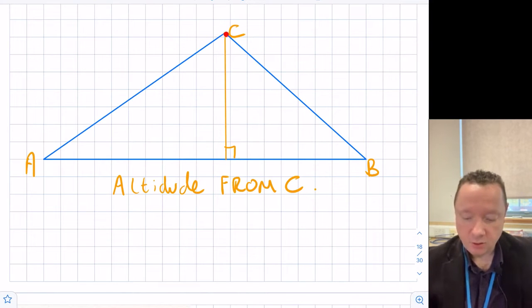If it cuts it at right angles, that's the altitude from C. If I wanted the altitude from A, I'd go from A straight across, cutting the opposite side at right angles. And similarly from B, straight across, cutting the opposite side at right angles.